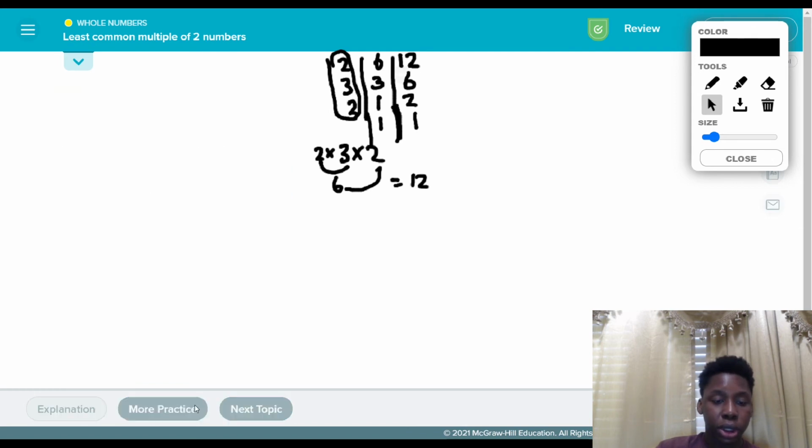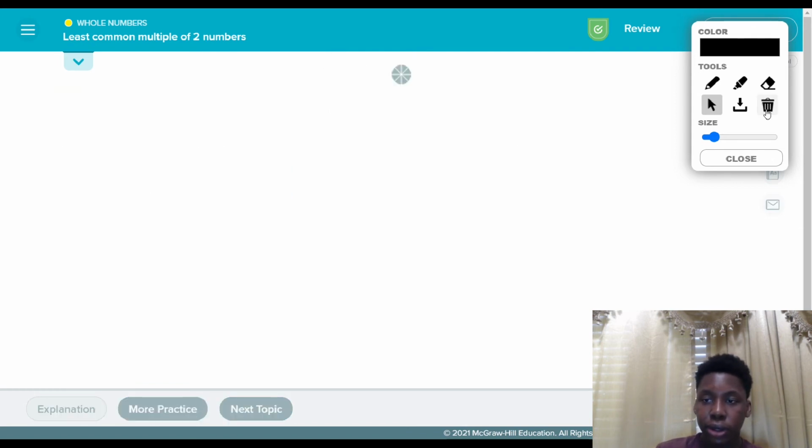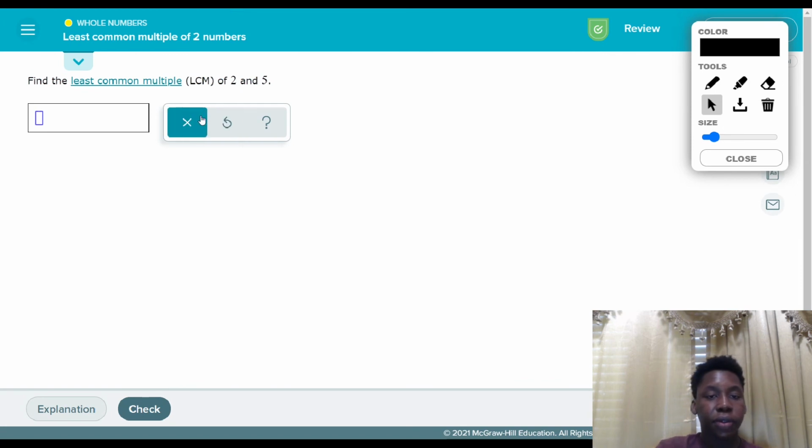Let's look at more examples, more practice. This is asking us to find the least common multiple of 2 and 5. Step 1, we know the numbers we're working with are 2 and 5, and the next thing to do is to draw a table. So this is our table. This is 2, this is 5.